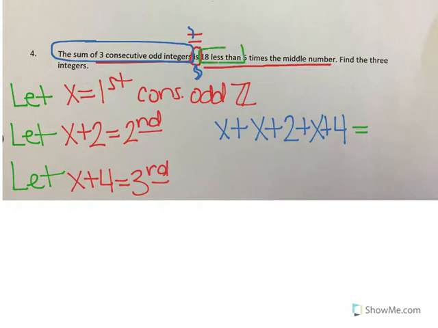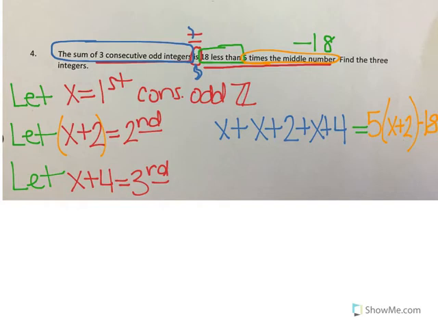18 less than is always subtracting at the end, and that's what we tend to mess up on. Then we have 5 times the middle number. Well, the middle number here is that x plus 2. So we need to multiply 5 times our entire x plus 2, which is why we're going to keep it in parentheses, and then we're going to subtract 18 at the very end.